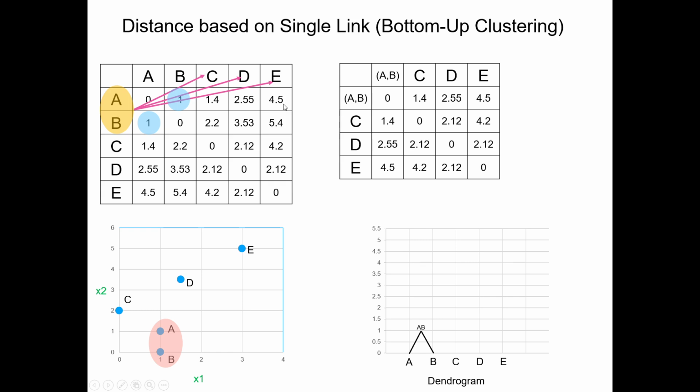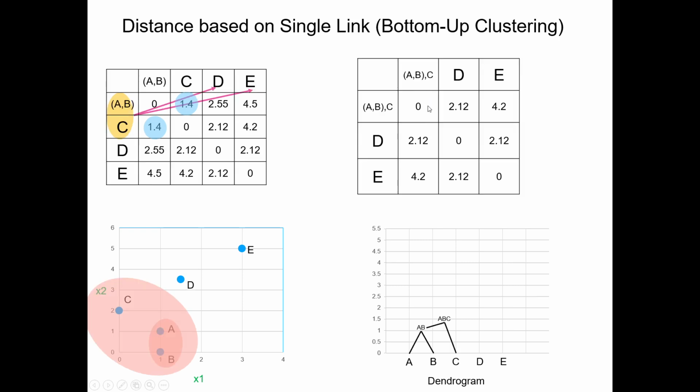AB to E, 4.5. What is the minimum value? 1.4, which is AB and C. Okay. So now I need to calculate AB. You can see that chaining is happening. Do you see that? Chaining is happening. ABC from D, which one should I go with? Minimum 1. AB to E, minimum 1. So what is the minimum value here?